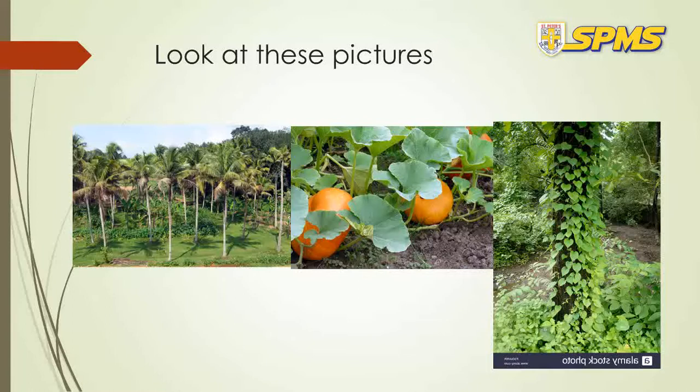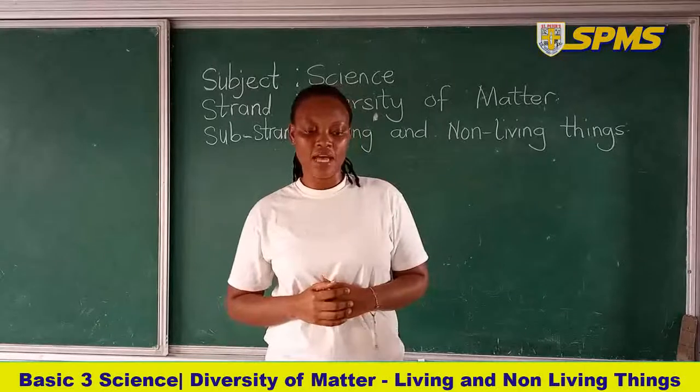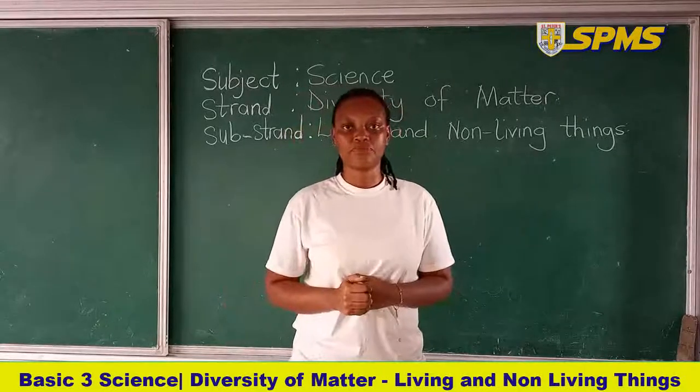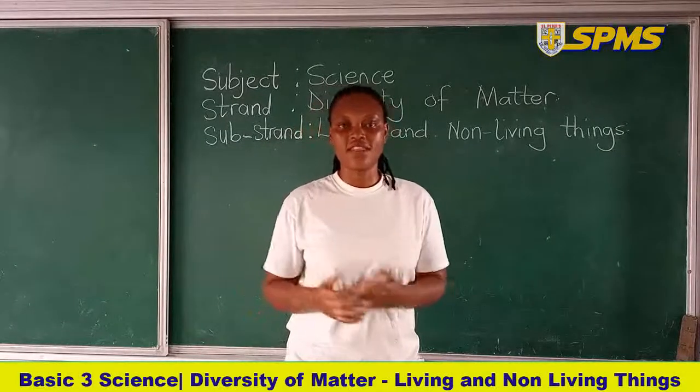Very good. So the question is, do these plants and animals need air? Do they need water and food? So the last picture we have is the climbing plants. You can see the plants climbing up a tree. Some examples of a climbing plant are the yam. We also have the grapes, the vine, and others.